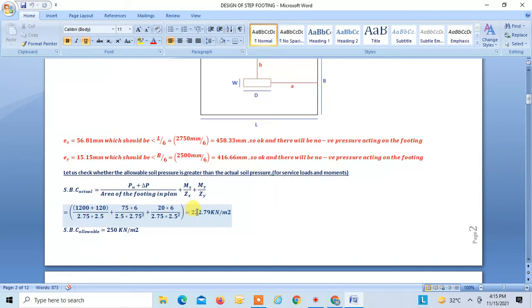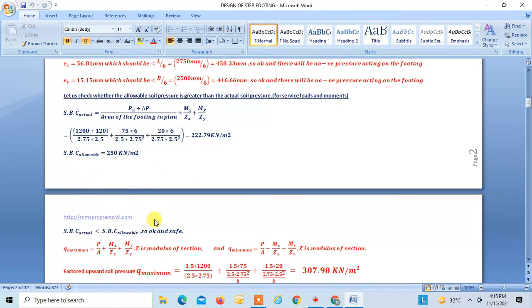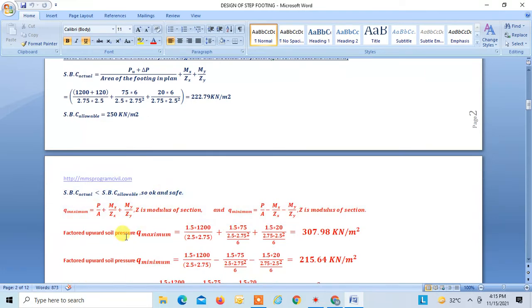So this turns out to be 2.79 kilonewton per meter square, and our SBC allowable is 250 kilonewton per meter square. So SBC allowable is greater than SBC actual, so our section is safe and okay, right?